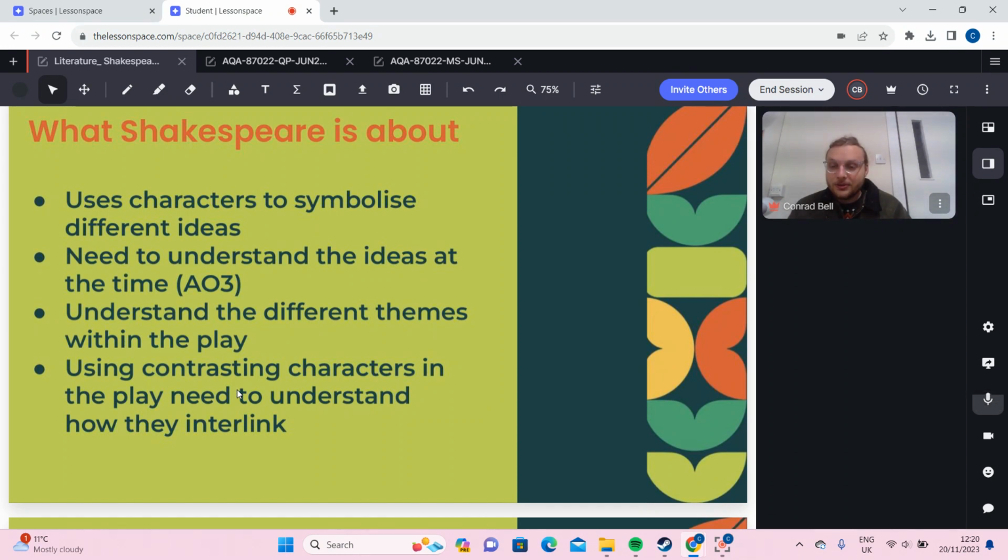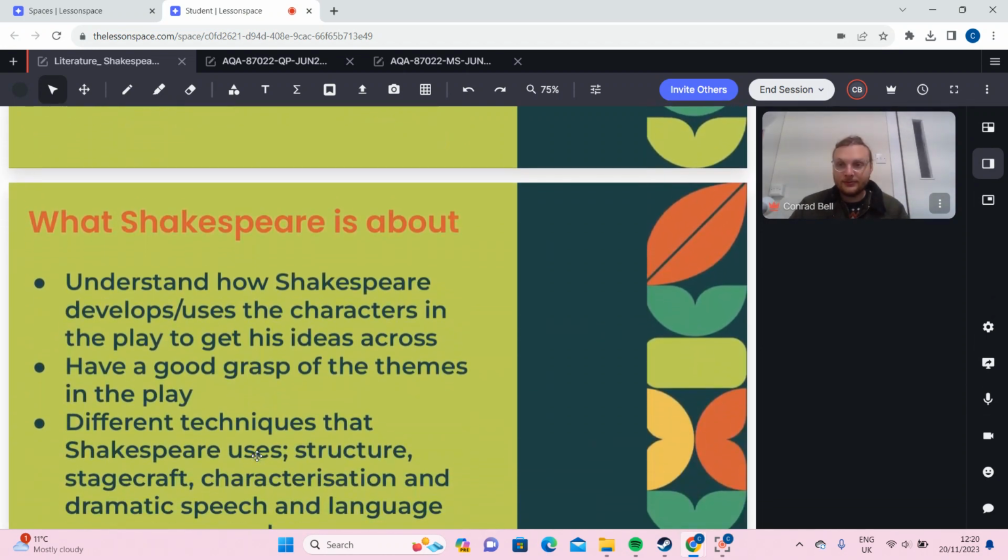Understand the different themes within the play, using contrasting characters in the play, and then think about how they interlink. So a lot of the time you will get questions about two characters and how they show their relationship. So you need to be able to talk about the differences in those characters, how they portray different things, but then how they're constantly interlinking.